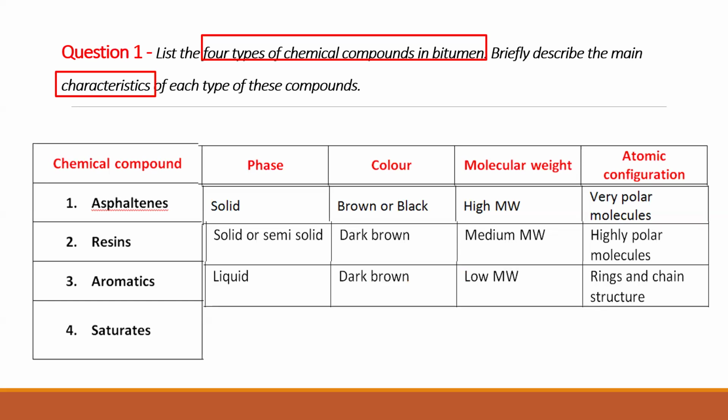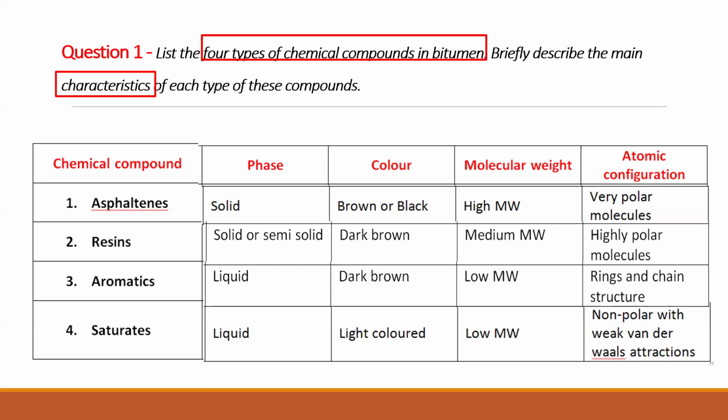They are liquid, dark brown, low molecular weight, and they have ring and chain structure. How about the saturates? Liquid, light color, low molecular weight, non-polar with weak van der Waals attractions. Is that right? Okay. Any question regarding this one?